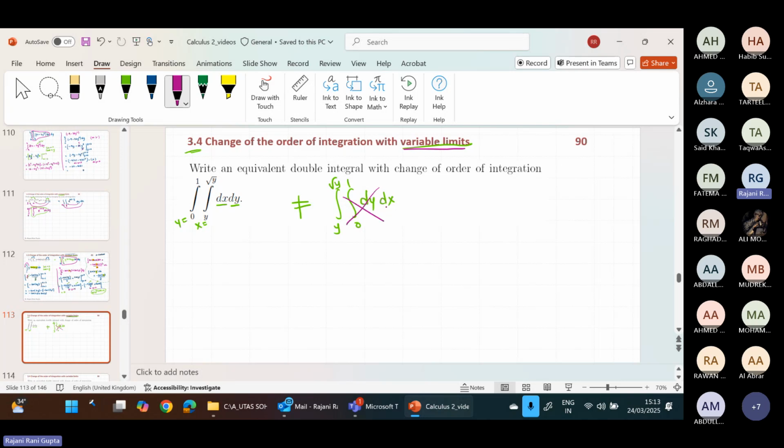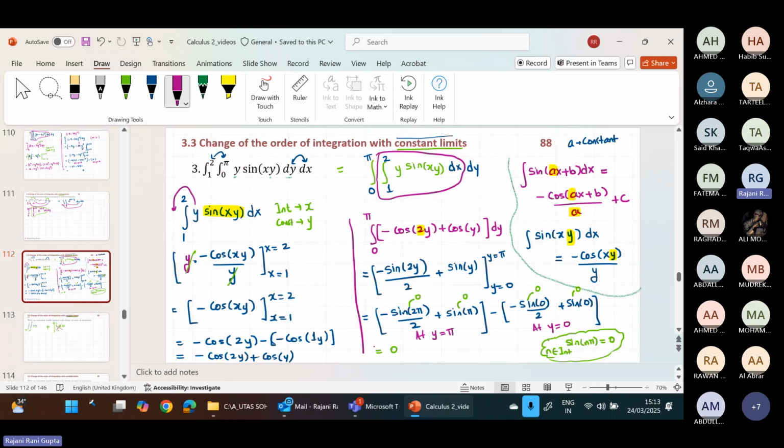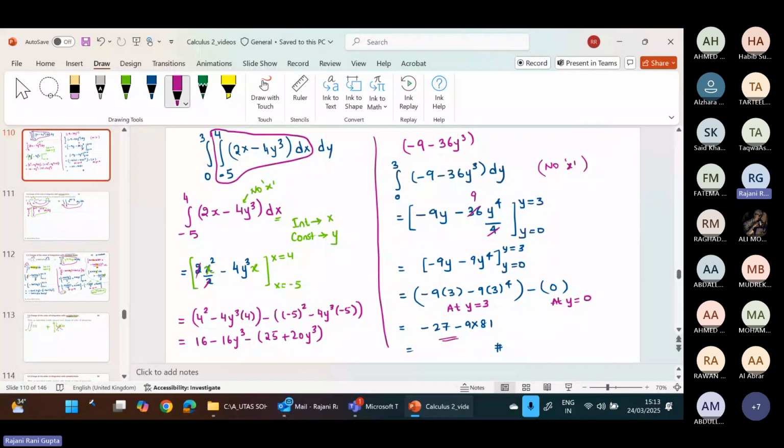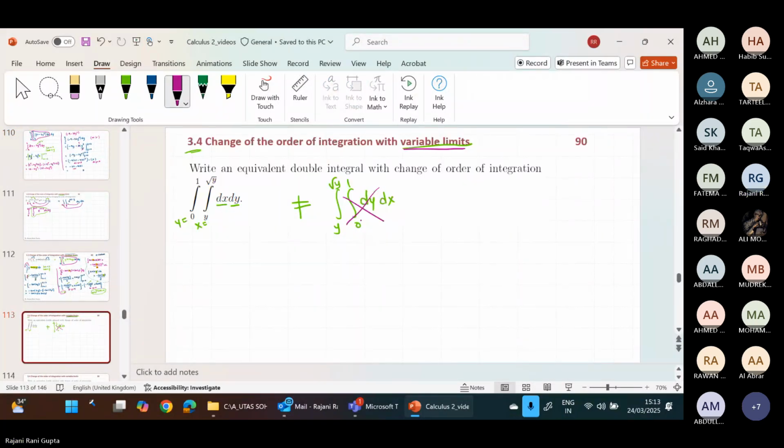Because, see, first of all, when you evaluated these integrals so far, you are getting the final answer as a number, okay? But in this case, when you evaluate, you will get the final answer in terms of a variable, which is not possible.